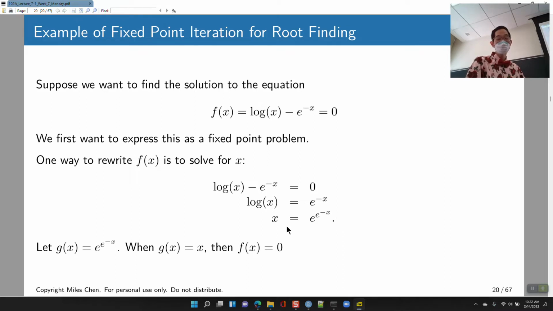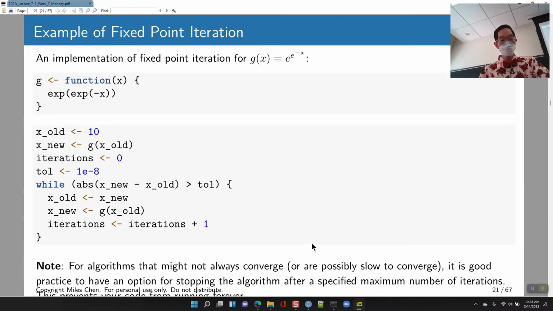Right? And so now if I say, well, if g is equal to this thing, then when g of x is equal to x, that's going to be at the same location where f of x is equal to 0. Right? And so if I can find fixed points of this thing, e to the negative x, then I will have successfully found a root of f of x. So that's one possibility. Okay? And so how do we do this? Here, I'm going to just define my function, g, as e to the negative x. All right, that's this function.